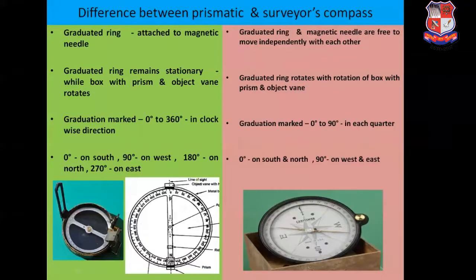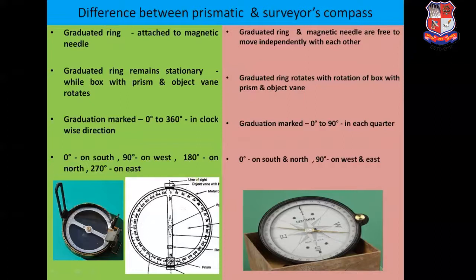Now let us see the difference between the prismatic compass and the Surveyor compass. On the right hand side, details of the Surveyor compass are given. On the left hand side of the screen, details of the prismatic compass are given. So I will start with the prismatic compass.